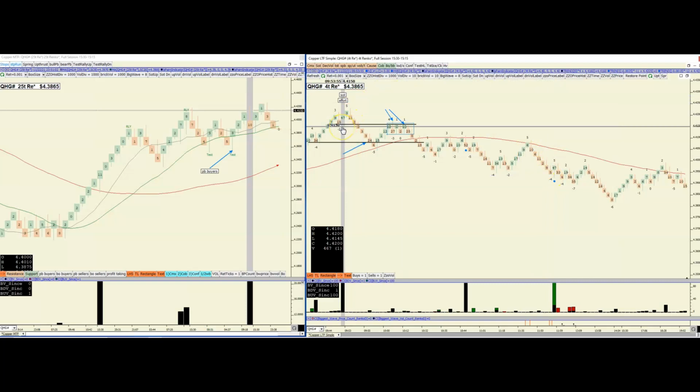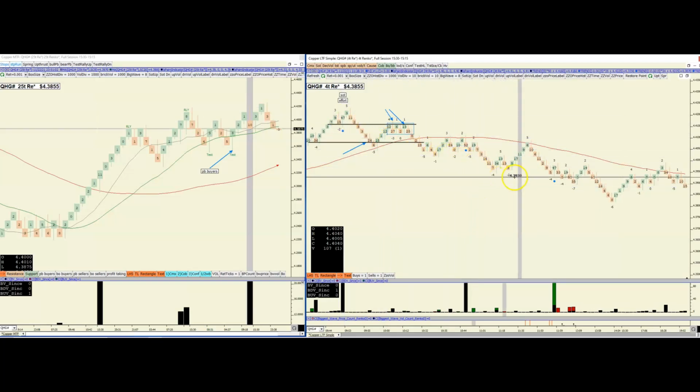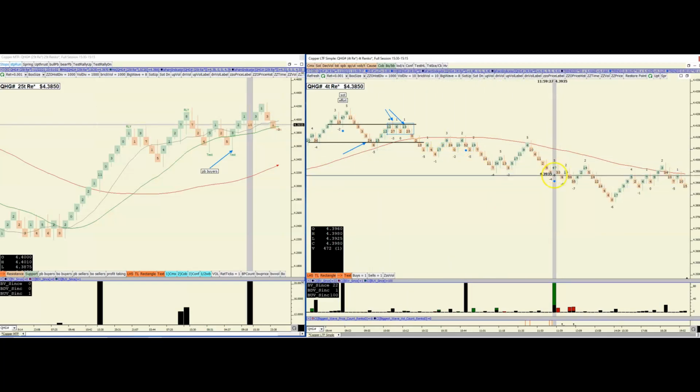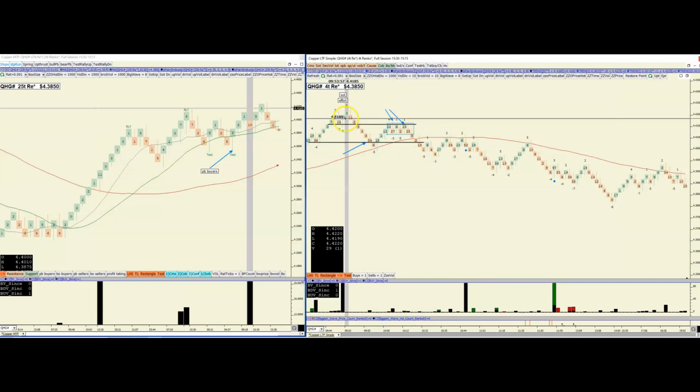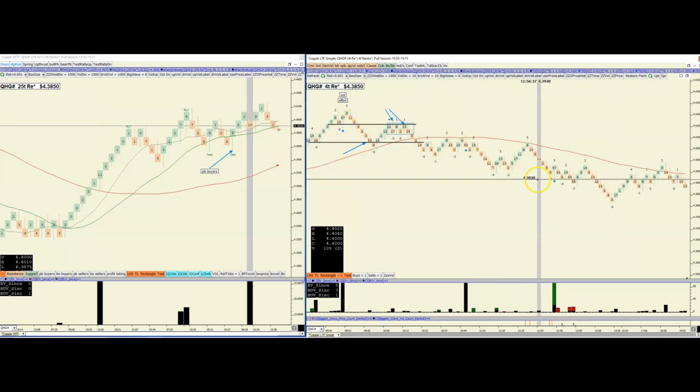This number here at the high is 47. So whoever sold the top sold like 470 contracts. Now explain to me why this number is also 47. This number is also 47, just like that number is 47. Whichever group sold this is covering the exact same amount right here.